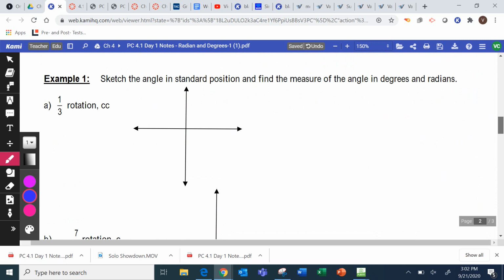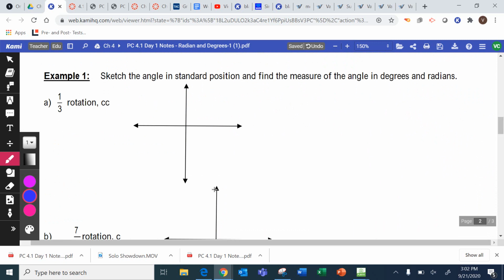All right, example 1. A third rotation clockwise around the whole circle, and it's asking us to draw it. For the initial side, you will draw an arc, and you will draw the terminal side.